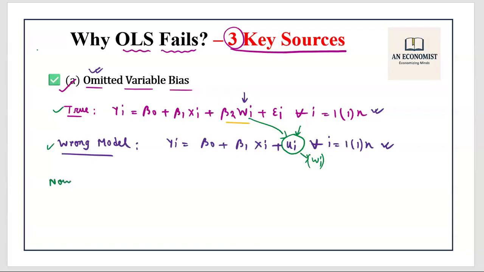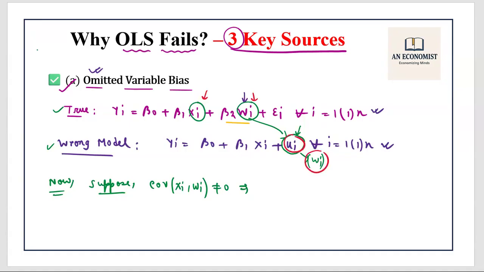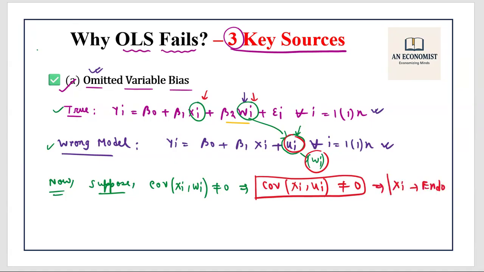Now suppose our xi term becomes correlated with wi. If xi and wi are correlated with each other and wi is contained in this ui, what can we say? The covariance of xi and ui in our incorrect model will not equal 0, which will make xi an endogenous variable. That is how endogeneity will be introduced in our model.